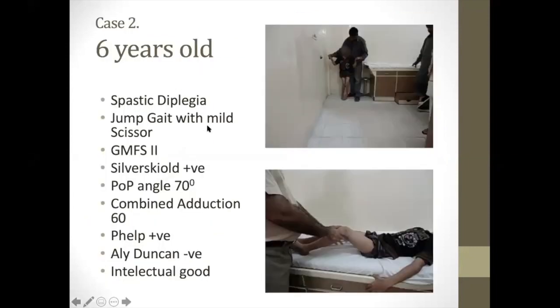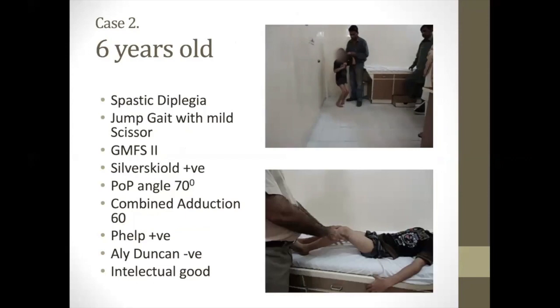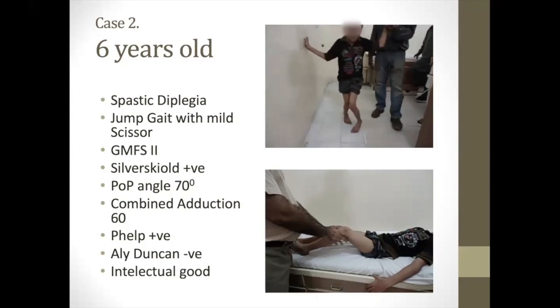Here is another child. Six years old. Spastic diplegia. A little bit of seizure. Adductor tightness. Hamstring tightness, Silverskiöld score is positive. Okay, okay.